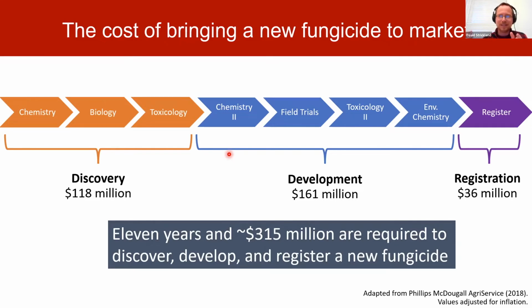So we need to make sure that these products, which are very expensive to produce and very expensive to buy, are available as long as possible so that we don't reduce the number of tools in our toolkit to manage the diseases that are most concerning to us as growers.